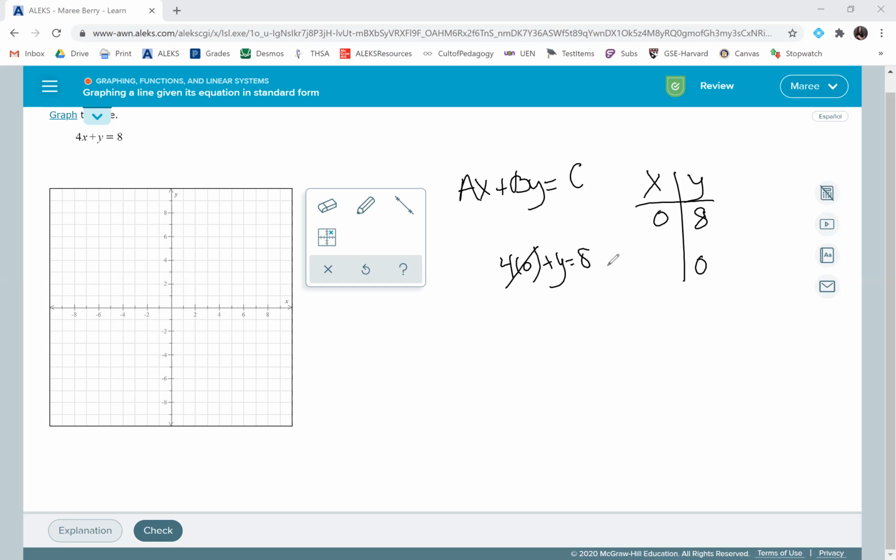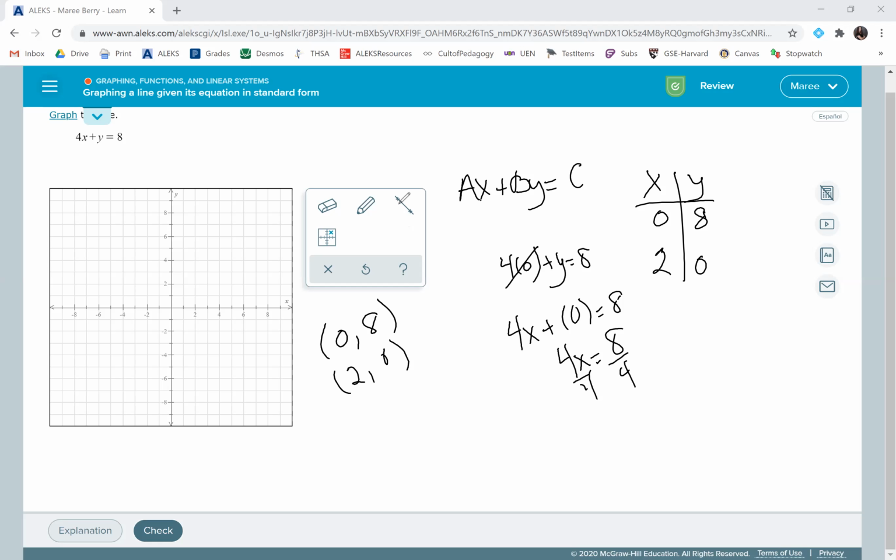Then we start over and we plug in 0 for y. So I have 4x plus 0 equals 8. So this really isn't here, so it's 4x equals 8, and then I know x is going to be 2, because when I divide by 4, I get 2. So I'm going to graph these 2 points. My first one, 0, 8, and my second one is 2, 0.